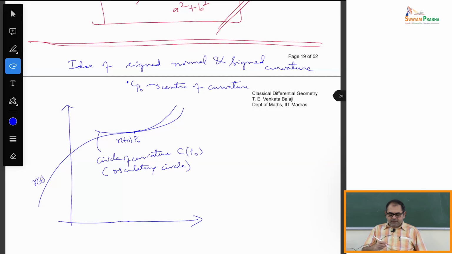Now, what we did was we wanted to get a formula for the center of curvature. If you recall, at this point p naught there is a tangent vector given by gamma dot of t naught, and then you have to take the normal line to that. The center of curvature will lie on this normal line. We arrived at the center of curvature by taking a nearby point and drawing a nearby normal like this.